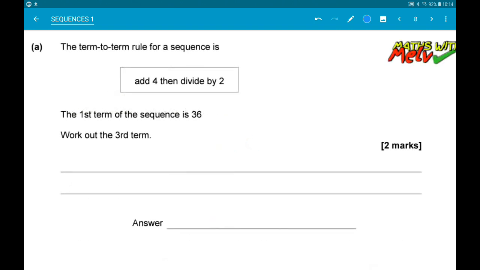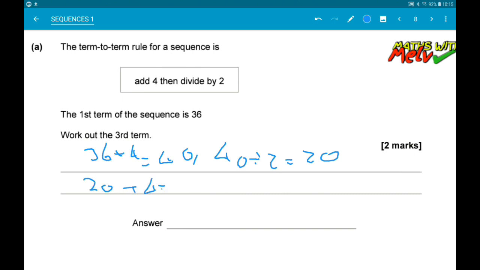Okay, next, the term-to-term rule of a sequence is to add 4 and then divide by 2. The first term is 36, work out the third. So the second is going to be 36, add 4, 40, and then 40 divided by 2 is 20. So then for the third, 20, add 4, 24. 24 divided by 2 is 12.